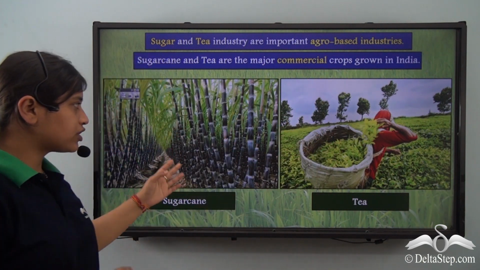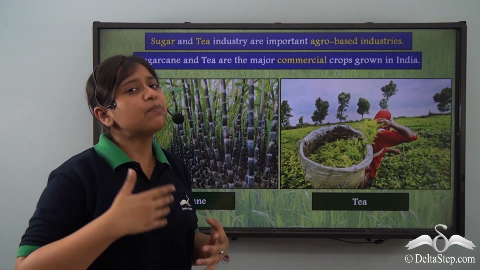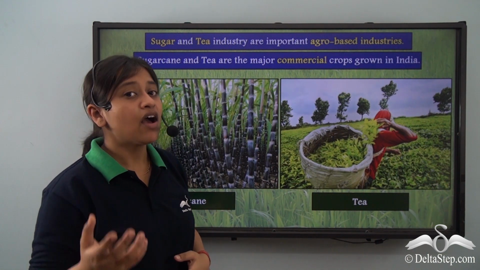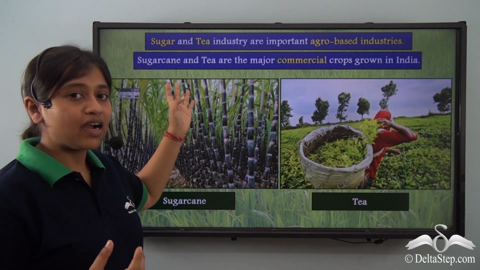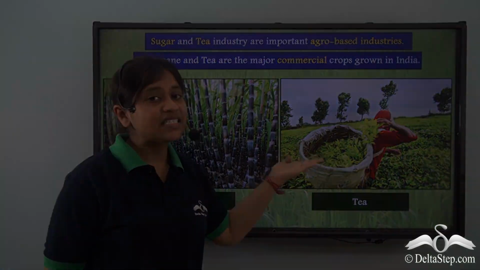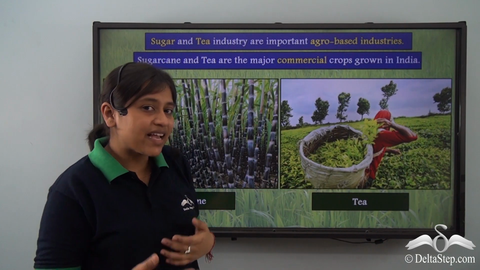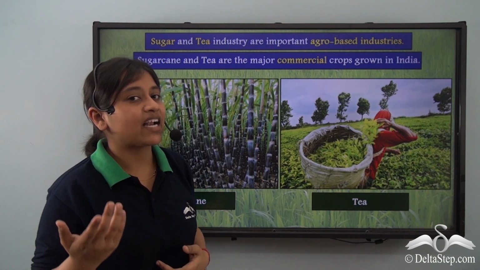So we know that sugarcane, which is a raw material drawn from agricultural fields, needs to be processed in the industries from where sugar, that is a product, is derived and distributed in the markets. Similarly, the tea leaves that we get from the tea plantations are processed into the tea that we have every day.